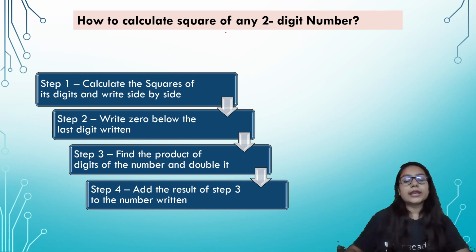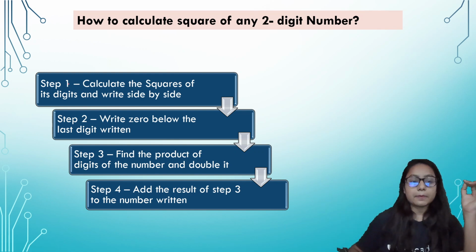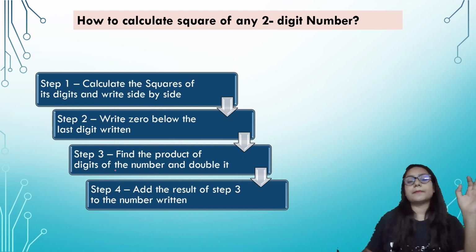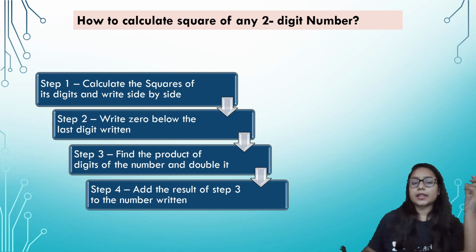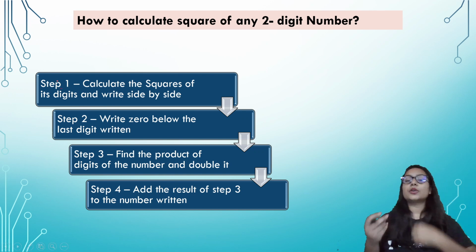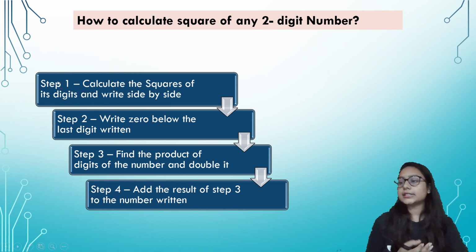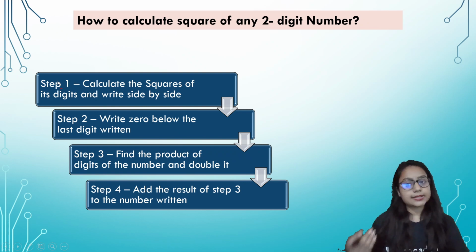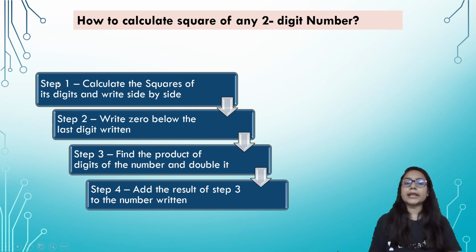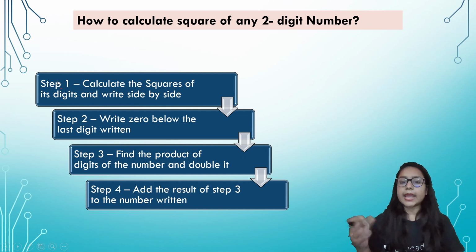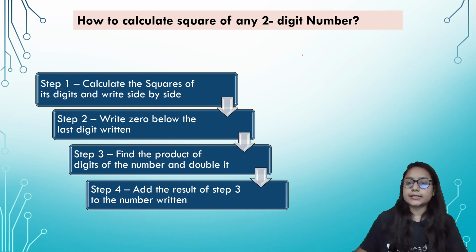Now, let's see how you can calculate the square of any two-digit number. You can calculate the square of any two-digit number in these simple 4 steps. If you follow these 4 steps, you will get the result. So the first step is to calculate the squares of its digits and write the squares side by side. What do I mean by this? Let us take a two-digit number and verify this.